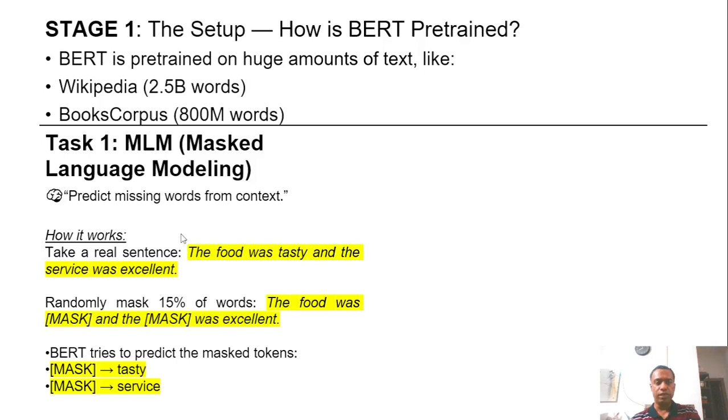So if you look at the sentence that's given here, the food was tasty and the service was excellent. Here certain words are masked at random and BERT has to predict those words.